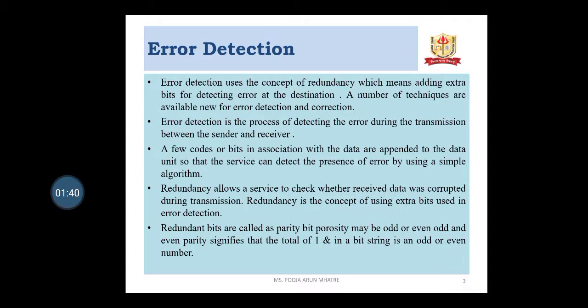Redundant bits are called a parity bit, which may be odd or even. Odd and even parity signifies the total number of ones. If the total count of ones is odd, then it is odd parity. If the total count of ones is even, it is even parity. Odd parity means the total count of ones is 1, 3, 5, 7, etc. And when the total count of ones is even, that is 2, 4, 6, 8, etc., it is called even parity.